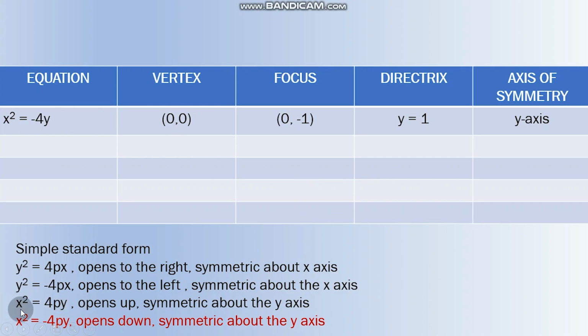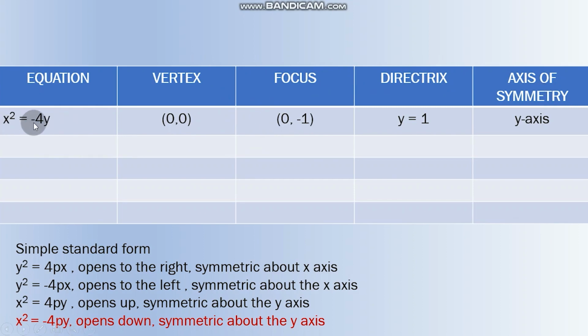Pag naman yung x yung squared, it opens up. So, patayo yung parabola natin. And kapag naman ito ay negative, yung p natin, or negative 4p, it opens downward. So, ito yung pinaka-pagkokopyahan natin, or ito yung pinaka-standard natin na basis para makapag-decide tayo kung ano yung mga vertex, focus, directrix, at saka axis of symmetry. So, let's continue on analyzing our first example.